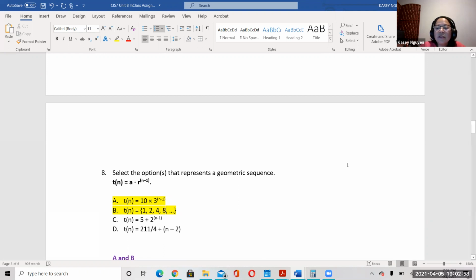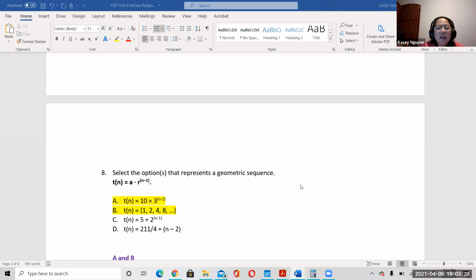So would you always multiply? Yes. For geometric, you always multiply. For arithmetic, you always add. Okay, so that's the true difference between the two. Arithmetic, add. Geometric, multiply. You can multiply by a fraction, which is divide, right? You can add by a negative, which is subtraction.